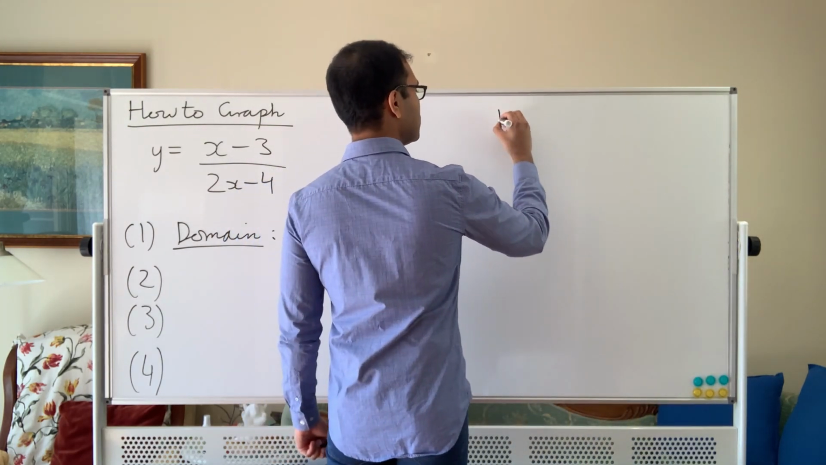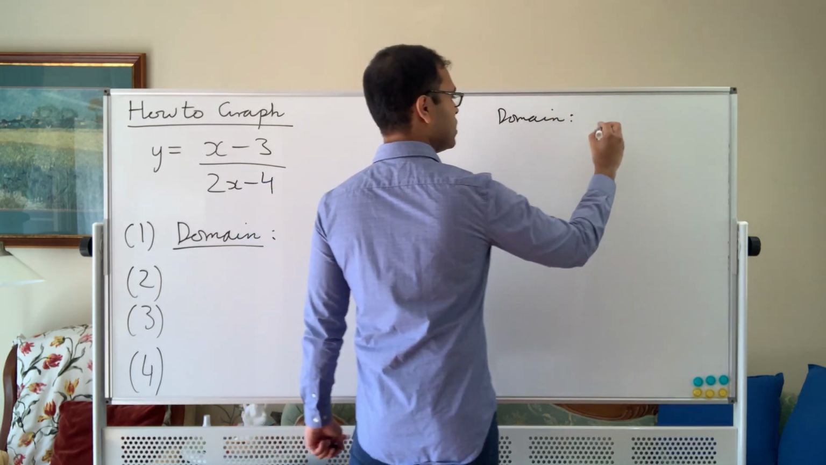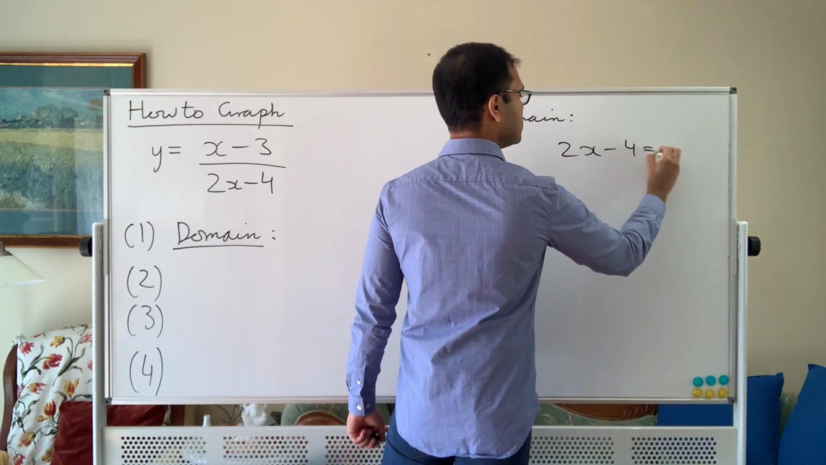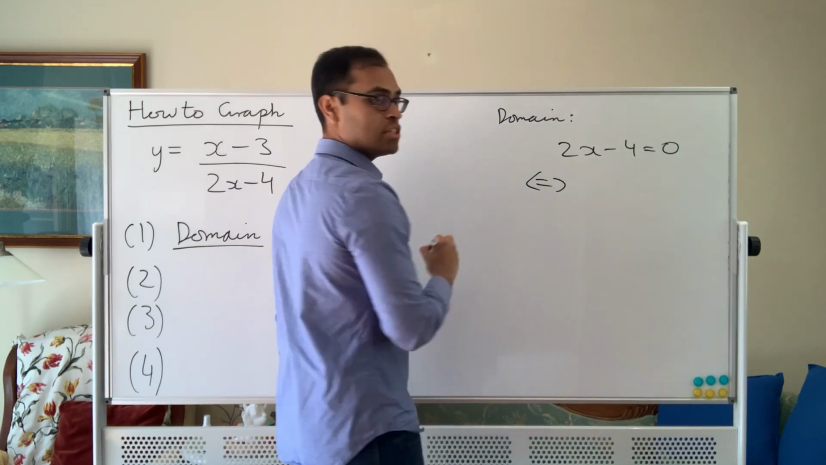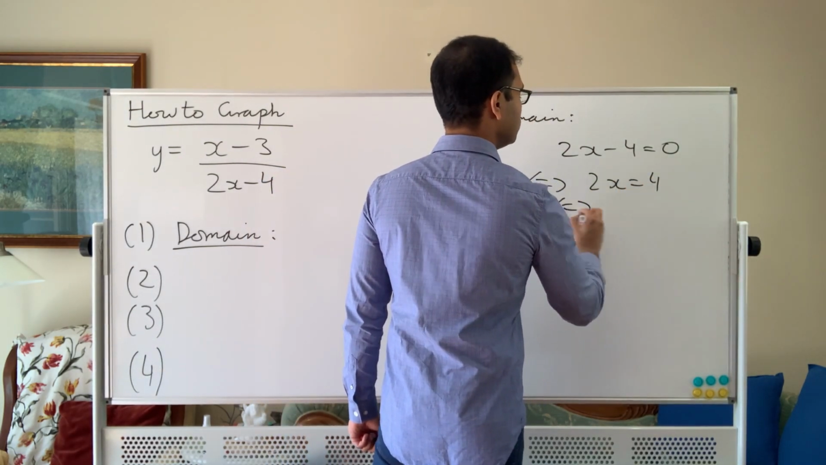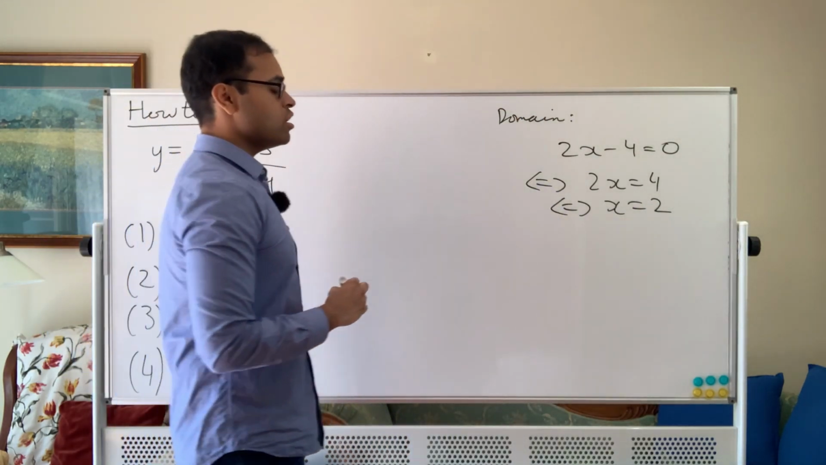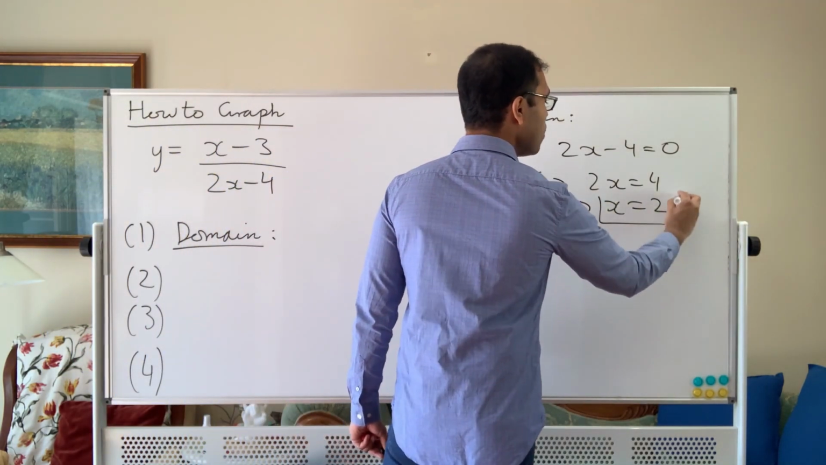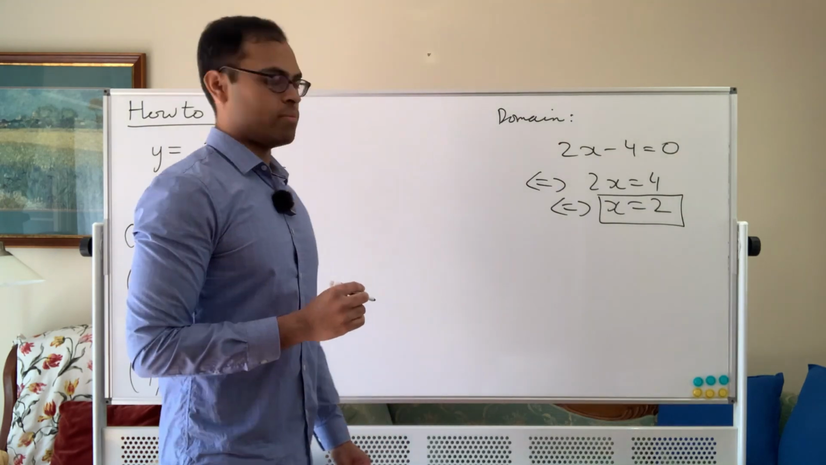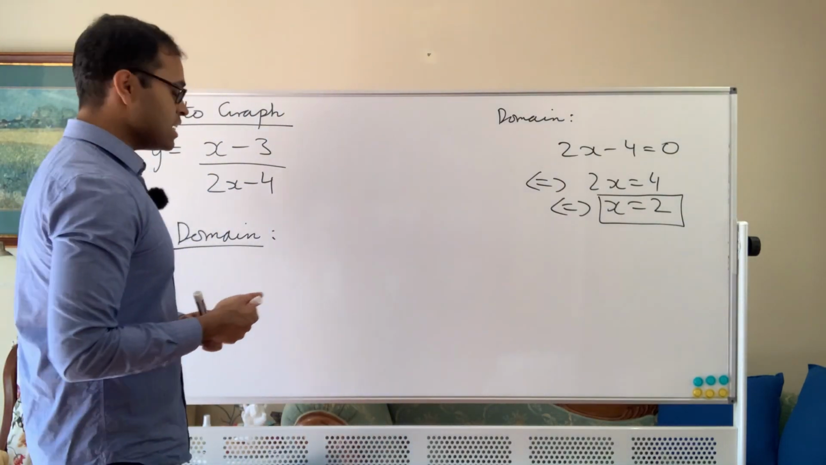So what is the domain going to be? Well, we want the denominator to be non-zero, so we set the denominator equal to 0. 2x minus 4 is equal to 0. Well, that's the same as saying that 2x is 4, and that's the same as saying that x is equal to 2 if you divide by 2 on both sides. So 2 is the point that will correspond to dividing by 0, and you want to exclude 2 from the domain. Okay, so the domain is going to be everything except 2, and we can write this in interval notation.